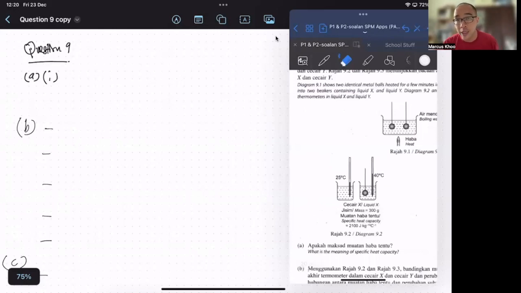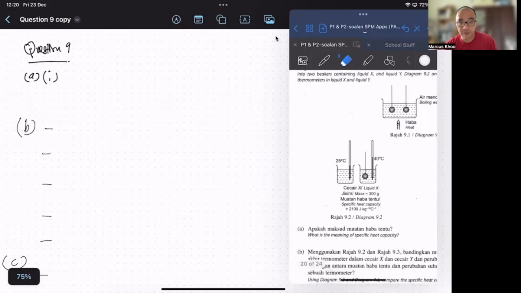Now, before we begin, I just want to mention that this is a very unconventional question 9 and 10, because the comparing question is not supposed to be question 9 or 10, it's supposed to be question 11. But let's just answer it as if it's a normal question. Let's take a look at it.